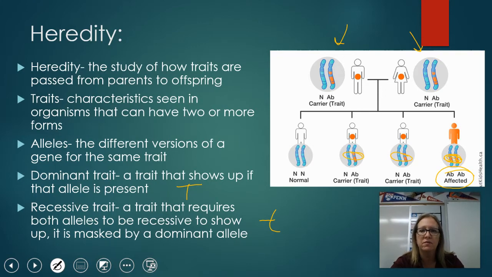If you have two of something, that means you got it from both parents, because you get one gene from each parent for every single trait we have, okay? And we'll talk a lot more about that.